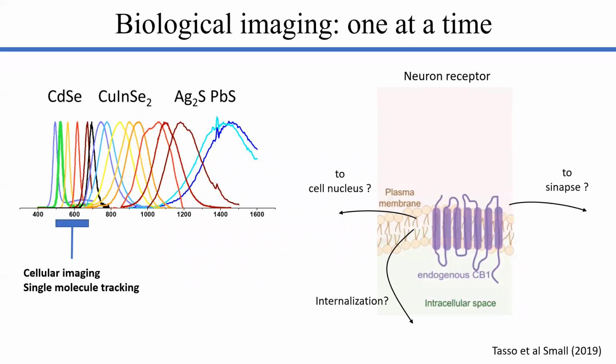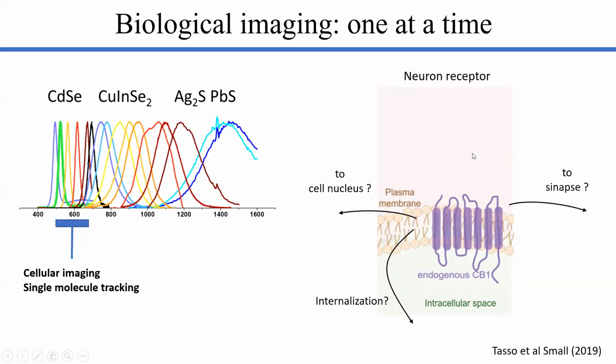Another example of application is biological imaging. We have all these emitters that are very bright and very stable. We can have some emitters that emit in the visible part of the spectrum, some other emitters that emit in the near-infrared part of the spectrum. We will use these nanocrystals emitting in the visible part to image biomolecules within cells. And because they are very stable, we will be able to observe even a single emitter. And we will use that to track down the motion of single molecules within cells.